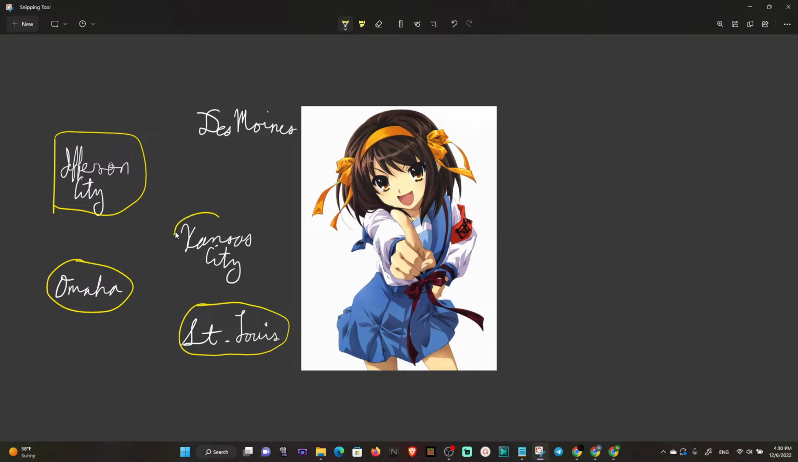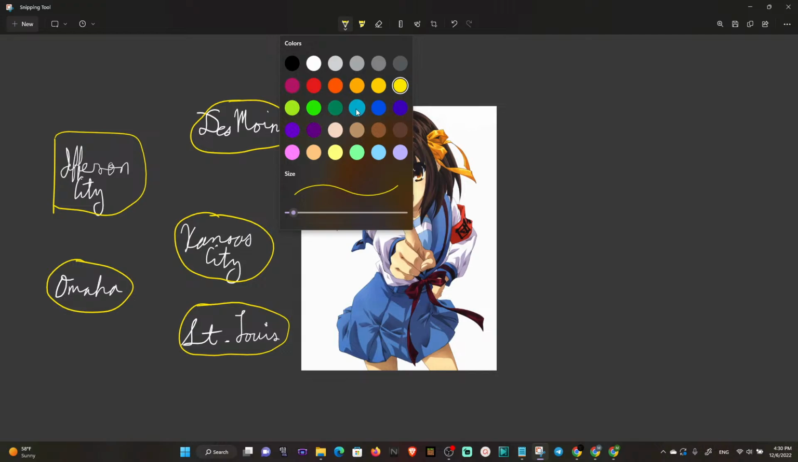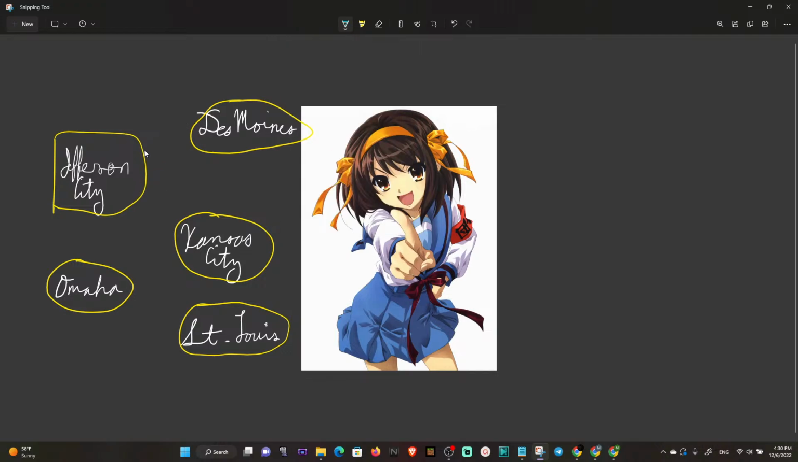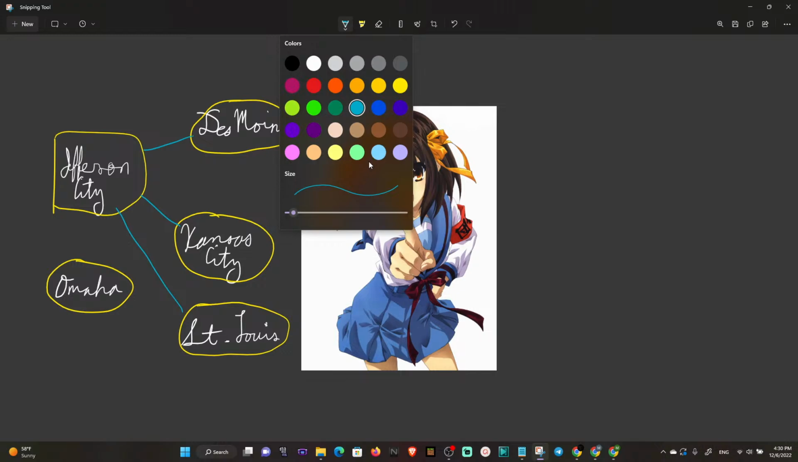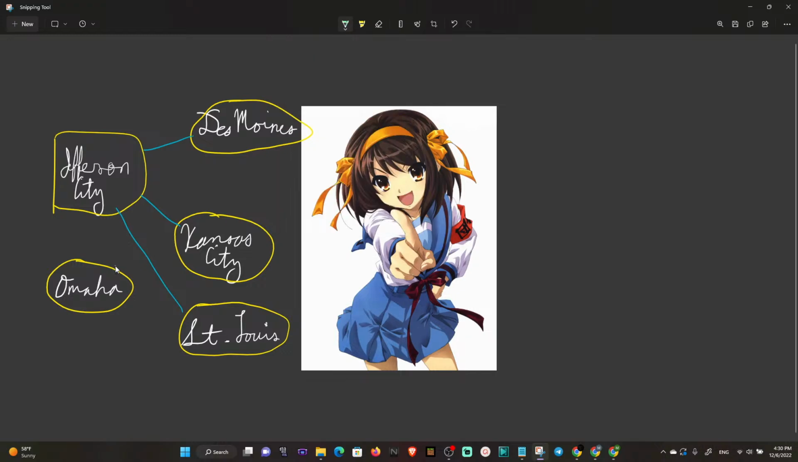Good. And now we gotta connect them. We'll connect them with teal. Do you like the color teal? Yeah. All the successful people drive the car that is teal. Very nice. And now for the numbers, we're gonna use red for the supplies.